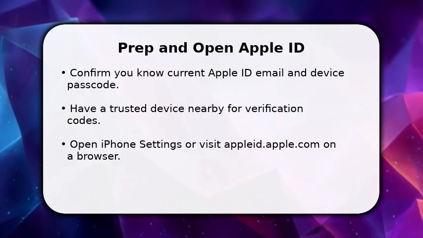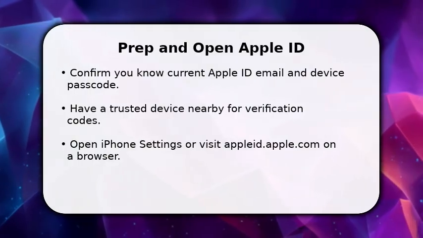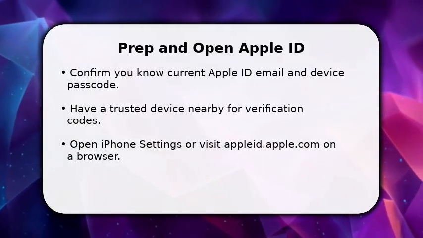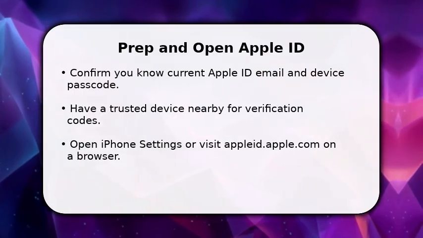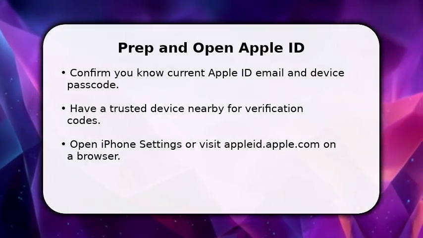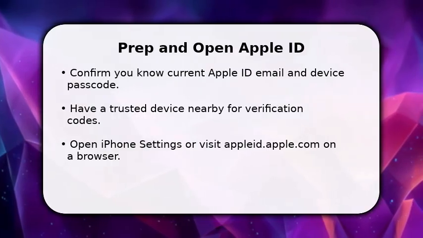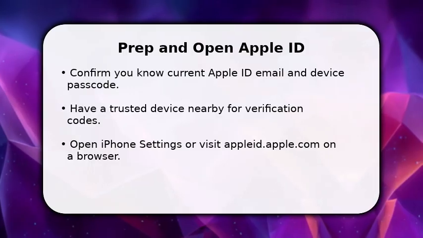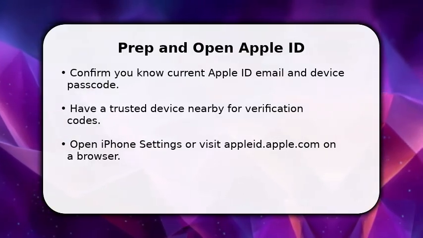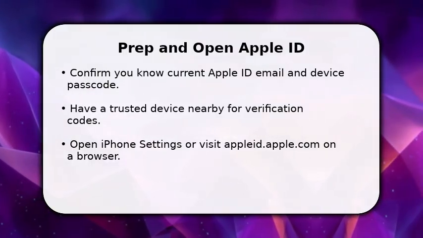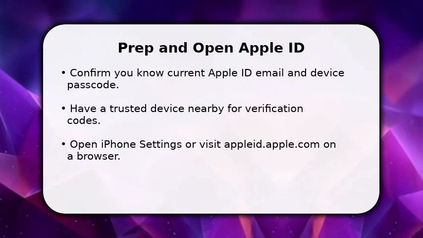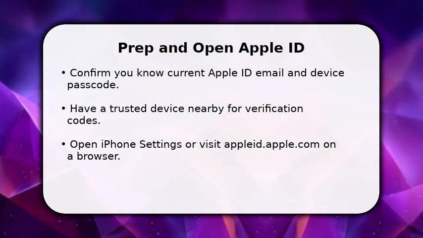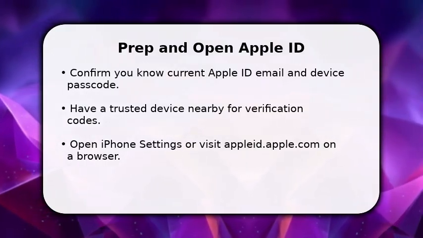You start by confirming the Apple ID email and having a trusted device ready for verification. This saves time and avoids lockouts. Open Settings on your iPhone, tap your name at the top, or use Appleid.Apple.com if you prefer a browser. Once done, make sure you can receive a verification code on a trusted device or phone number. You'll need it immediately. Now navigate to Password and Security to begin the actual password change.